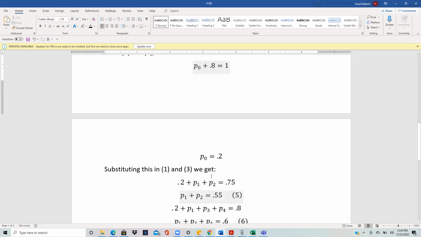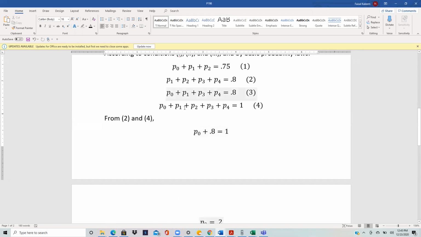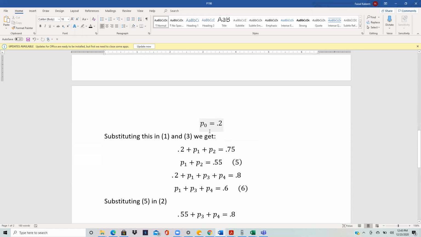And then you substitute P0 in 3. So 0.2 plus P1, P3, P4 is 0.8. And this gives P1 plus P3 plus P4 is 0.6.